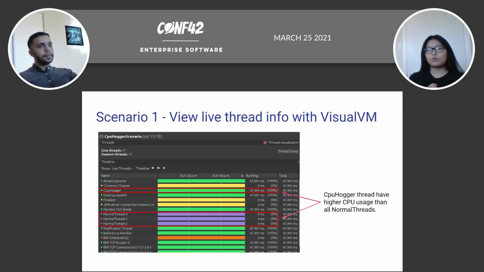The CPU hog thread has been running continuously, which is denoted by the green bar, while the normal threads have been sleeping throughout the whole sampling, which is denoted by the purple bar.